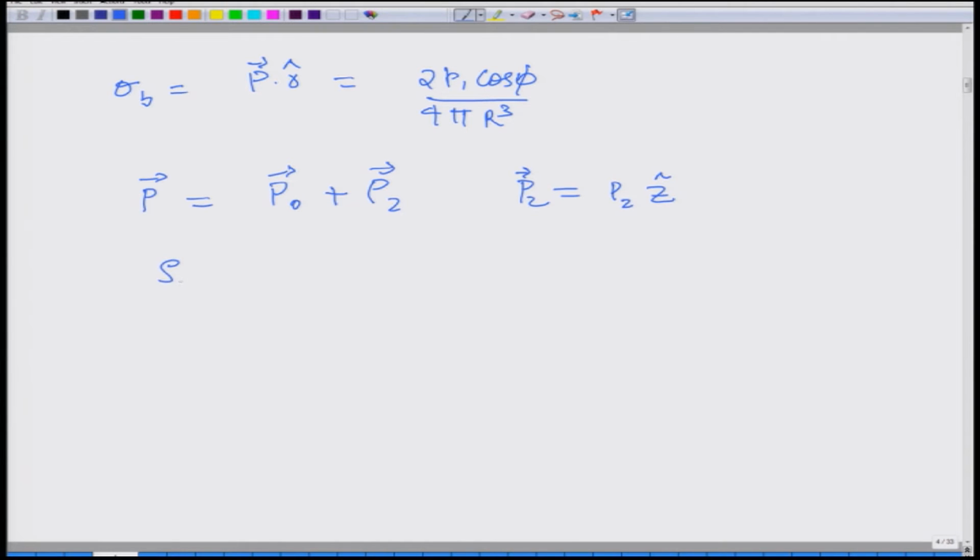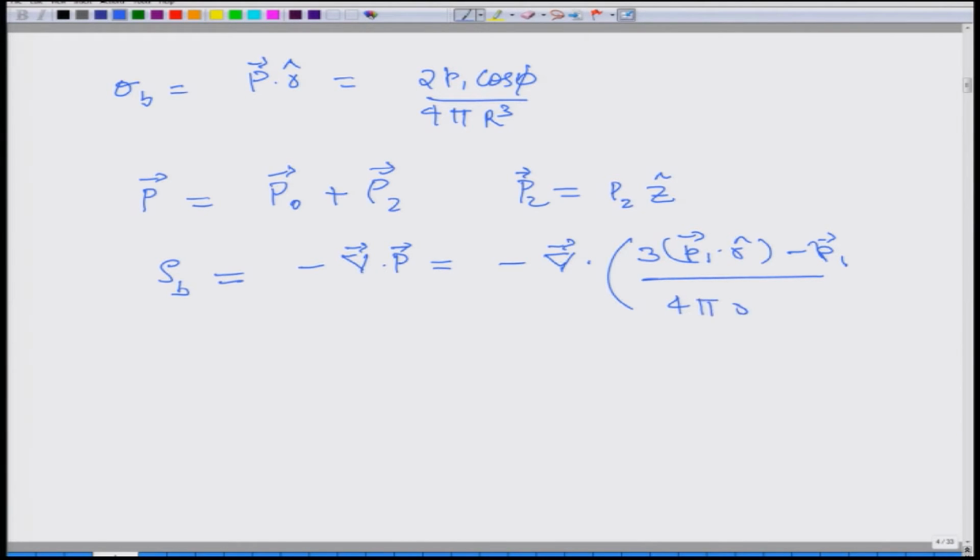So this gives rise to a volume bound charge density, which is minus del dot P, which in this case will be 3p1 dot r cap minus p1 by 4 pi r cube. As p2 is constant, the divergence of p2 will be 0. Okay. So now this volume bound charge density can be interpreted in an interesting way.